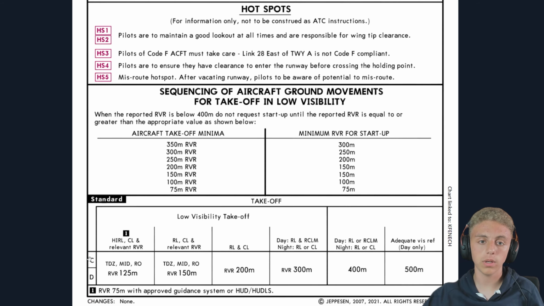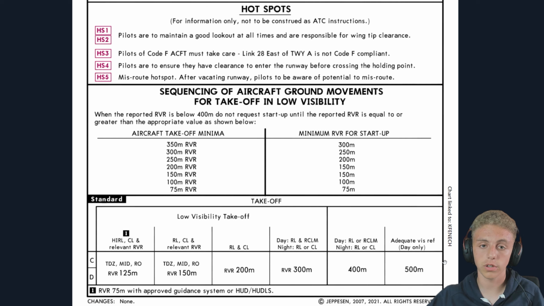And down here we have the actual takeoff minimums. So during the day, with adequate visual reference, a plane needs to have at least 500 meters of visibility to take off, not RVR by force, just from the meteorological office. By the meteorological office, they have to have a visual of 500 meters minimum. During the day, with runway lightings or runway centerline lightings, and at night, runway lightings or centerline lightings, they have to have at least 400 meters visual range.